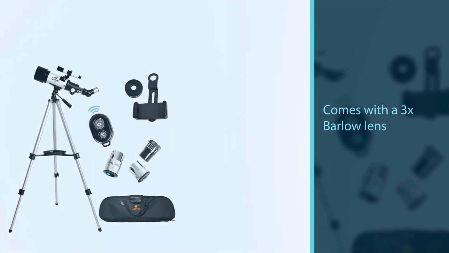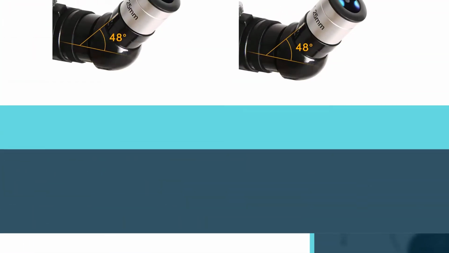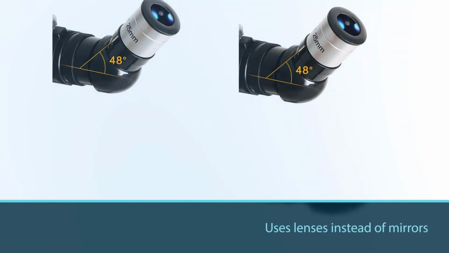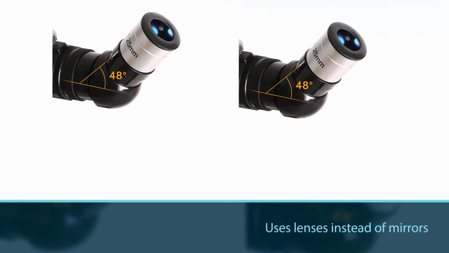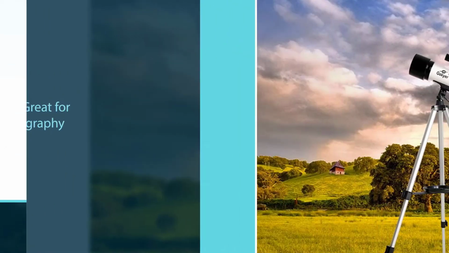This means, first of all, that it uses lenses instead of mirrors to collect and focus light. Refractor telescopes sometimes have issues with visual distortion, known as chromatic aberration.